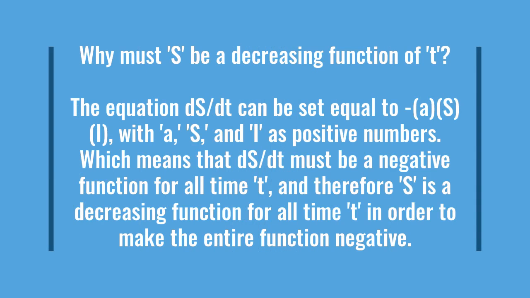So why must S be a decreasing function of t? The equation dS over dt can be set equal to negative aSI, with this negative over here, while a, S, and I are all positive numbers. So because these are positive with this negative, dS over dt must be negative for all time t, which means that S is a decreasing function for all time t.